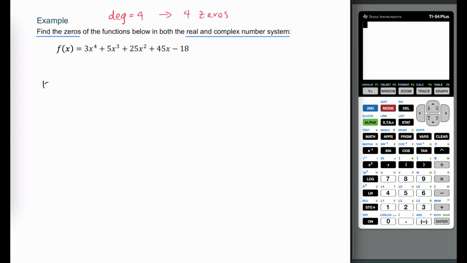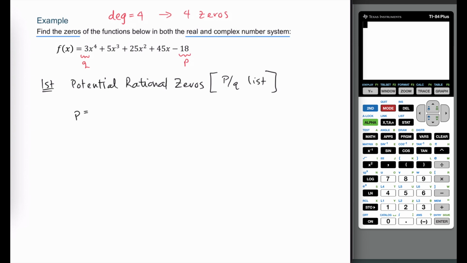So in order to begin, the first thing that we want to do is to get the list of potential rational zeros, which is also sometimes referred to as the P over Q list. As a reminder, P is the constant and Q is the leading coefficient, and we're interested in getting all of the factors of P, which are plus or minus 1, plus or minus 2, plus or minus 3, plus or minus 6, plus or minus 9, and plus or minus 18, and we want to find all combinations of the factors of P over the factors of Q, which are plus or minus 1 and plus or minus 3.